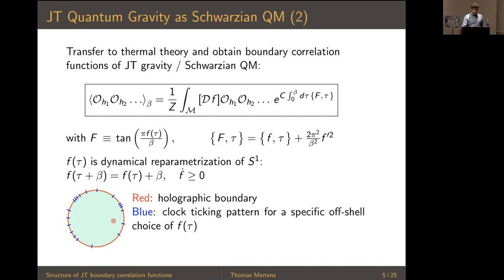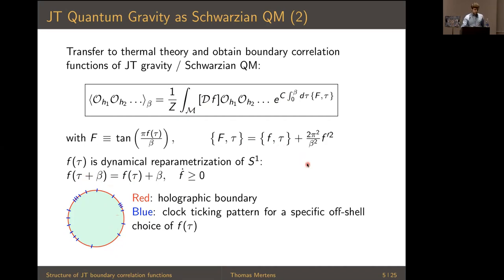So the picture that you have here is which I've drawn here. In red is the holographic boundary. We path integrate over the quantum gravity fluctuations in the middle here in green. And I've drawn on the boundary in blue a specific example of a clock ticking pattern for some off-shell choice of f of tau, some reparameterization of this boundary clock. And that's what we're path integrating over. There's also a non-trivial measure and so on, but I'm not going to go into the details of that here. So this is roughly what we want to be calculating.